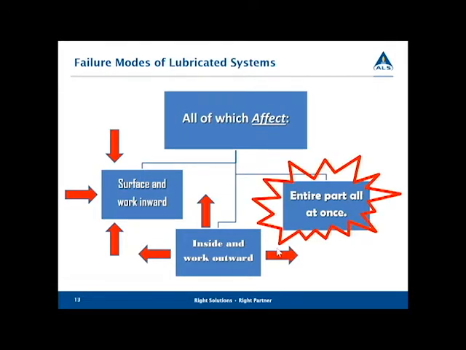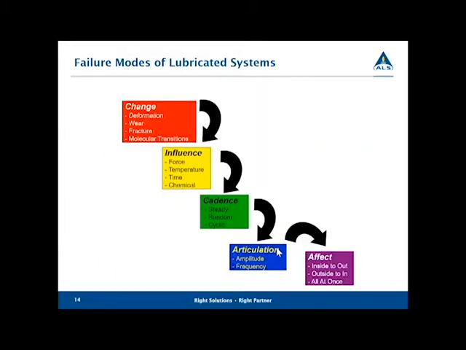And this is important because, once again, we say, well, a part's going to break, it's going to break. But if we can actually understand the effect of what's going on and do a little analysis to understand what caused this, we might be able to set up a preventative measure so it doesn't occur again. Now, here's just a cascade of events from the change to the influence, from the influence to the cadence, from the cadence to the articulation, and on through to the affect.